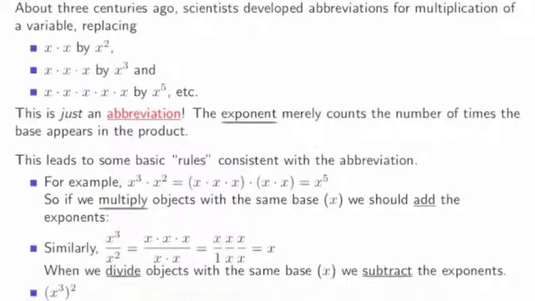Finally, if we took x cubed and squared it, well, x cubed is x times x times x, and when we square that, we have x times x times x times x times x times x, or x to the sixth. In other words, repeated exponentiation leads to multiplying exponents. So we have 3 rules here that come out of the abbreviation. When we multiply 2 elements, we add the exponents. When we divide the elements, we subtract the exponents. And repeated exponentiation leads to multiplying exponents. Our symbolic abbreviation involving exponents leads to these basic observations, sometimes called algebra rules.